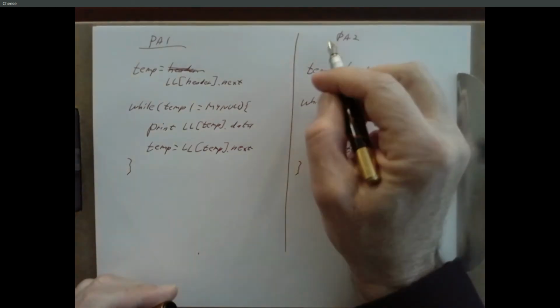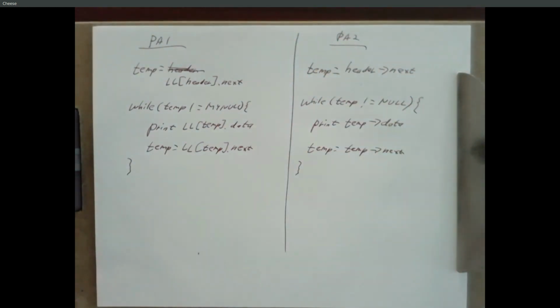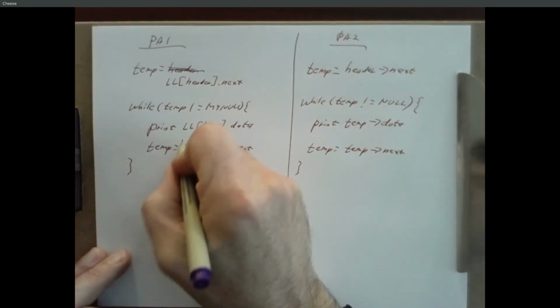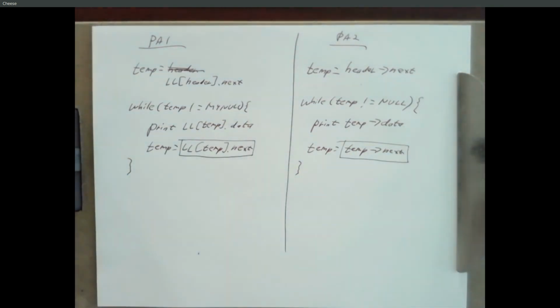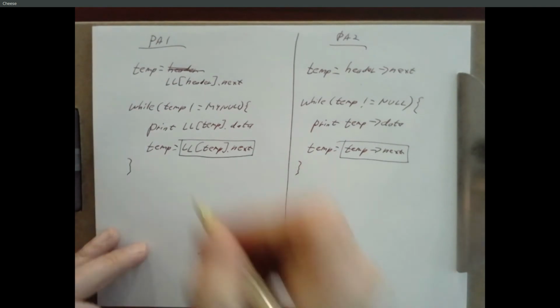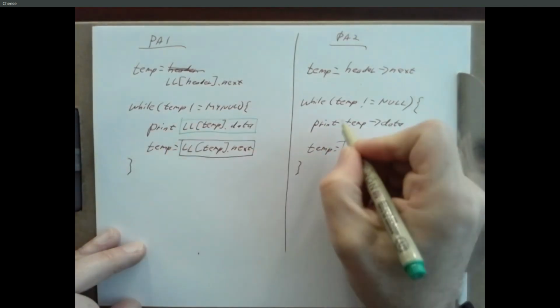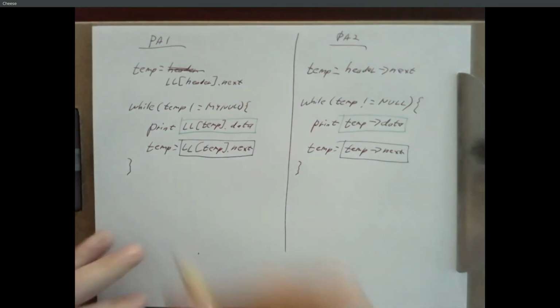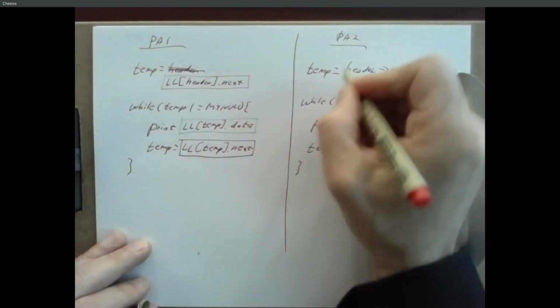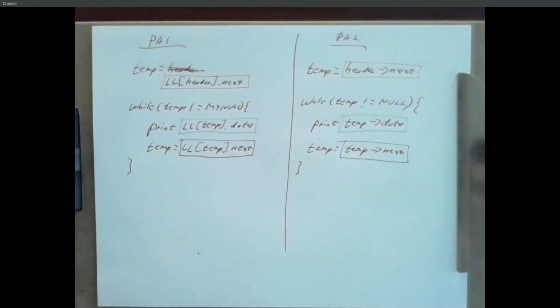And there's a nice parallel structure between these, right? It's a line for line translation. Basically, instead of saying ll bracket temp dot next, we're saying temp arrow next. And instead of saying ll bracket temp dot data, we're saying temp arrow data. And instead of saying ll bracket header dot next, we're saying header arrow next. And really it is that straightforward.